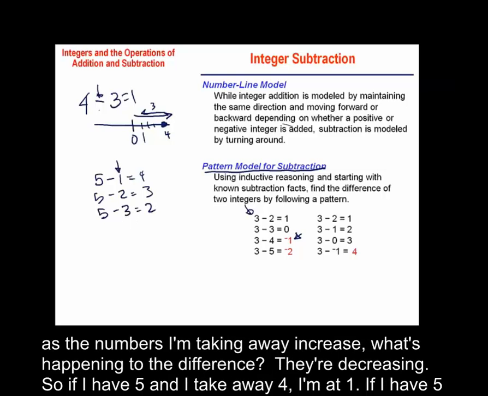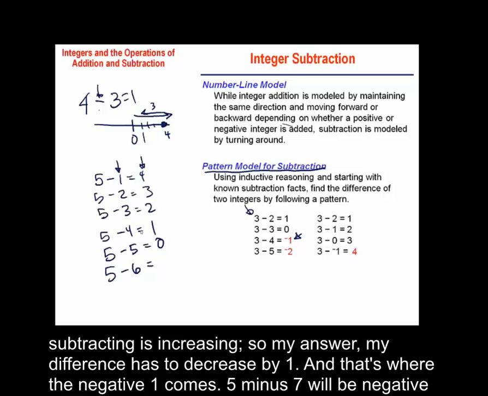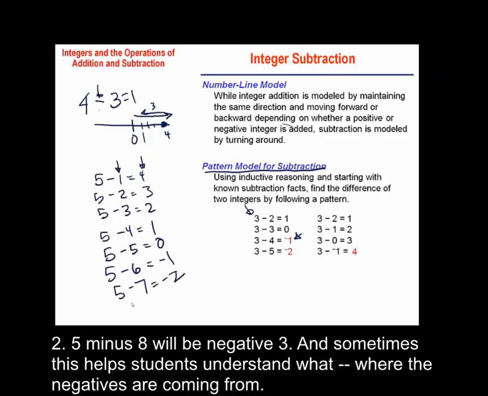So as the numbers I'm taking away increase, what's happening to the difference? They're decreasing. So if I have 5 and I take away 4, I'm at 1. If I have 5 and I take away 5, I'm at 0. If I have 5 and I take away 6, what's going to happen? That has to decrease by 1 each time, because the value I'm subtracting is increasing by 1, so my difference has to decrease by 1, and that's where the -1 comes. 5 minus 7 will be -2. 5 minus 8 will be -3. And sometimes this helps students understand where the negatives are coming from.